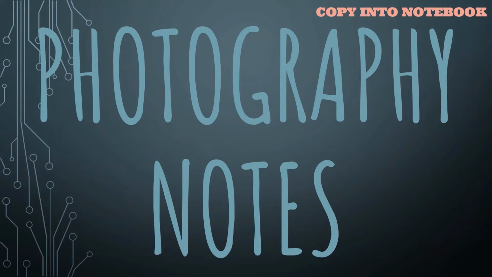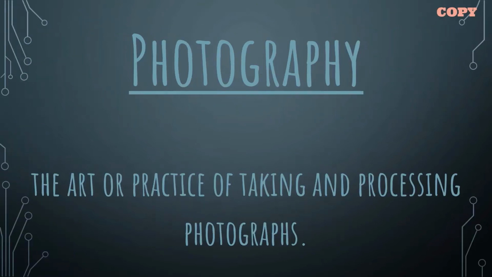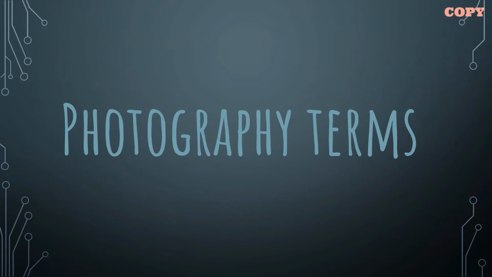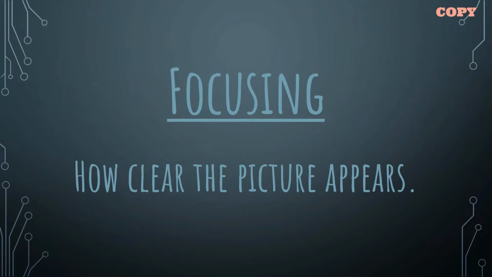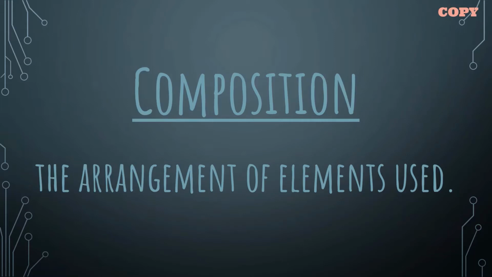Photography notes. Photography: the art or practice of taking and processing photographs. Photography terms. Flash: extra light added to the picture when needed. Focusing: how clear the picture appears. Composition: the arrangement of elements used.